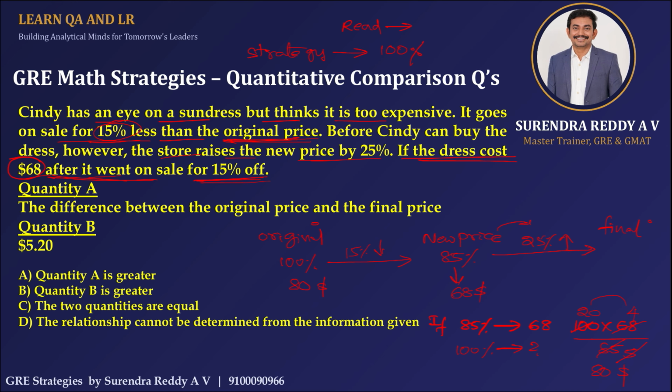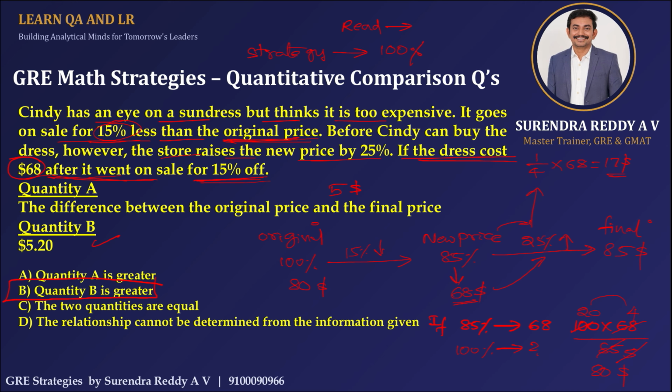We got the initial value. Now we need to get the final value, right? How to get the final value? This price has gone up by 25%. If we convert that into a fraction, it is 1/4. What is 1/4 of 68? That is $17. If $17 gets added to 68, the final price of the sundress would be $85. Now we have the final value as $85, the initial value as $80. Hence the difference is $5. So quantity A is $5 and quantity B is $5.2. So which quantity is greater? Quantity B is greater. So these are the kind of questions which need a bit of patience, and you must read the question properly and solve it.